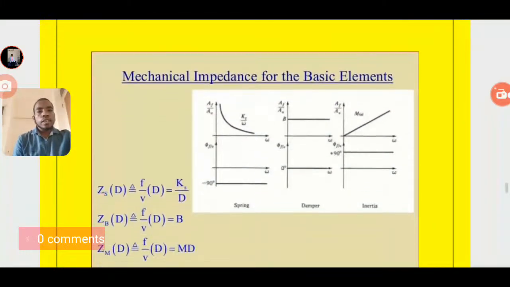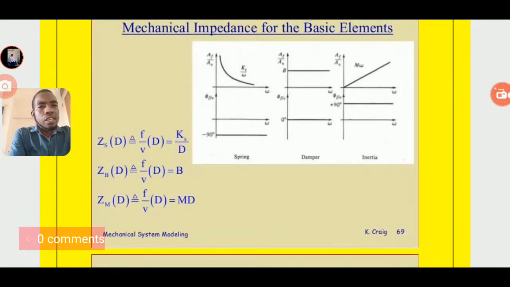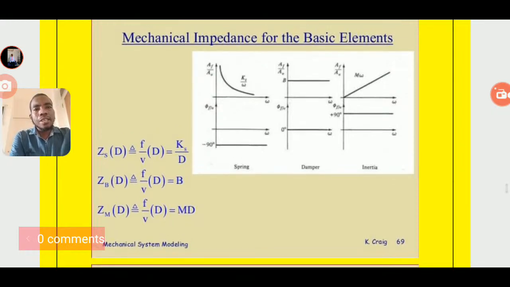The other is the mechanical impedance for the basic elements. These are the diagrams. This is the spring, this is the damper, and this is the inertia. This is the mechanical impedance for the basic elements.